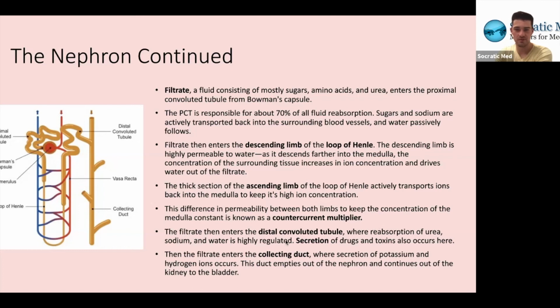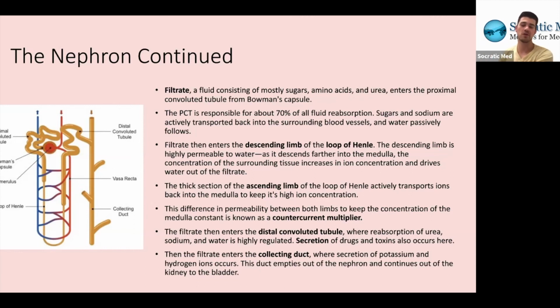The filtrate then enters the distal convoluted tubule, where reabsorption of urea, sodium, and water is highly regulated. Secretion of drugs and toxins occurs here also. So in the distal convoluted tubule, like I said, reabsorption occurs. Reabsorption is when stuff from the filtrate is being absorbed back up into the tissue. Conversely, secretion is when something comes from the tissue into the lumen.